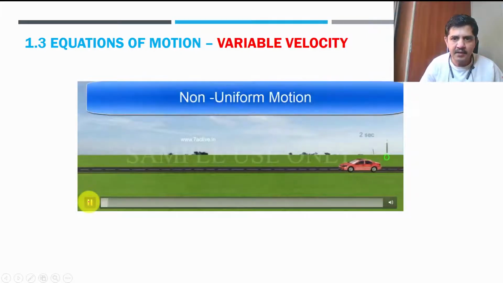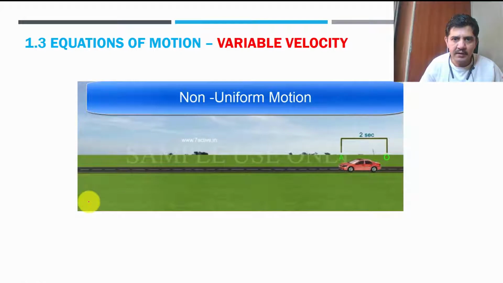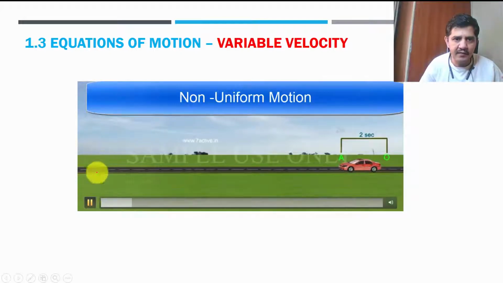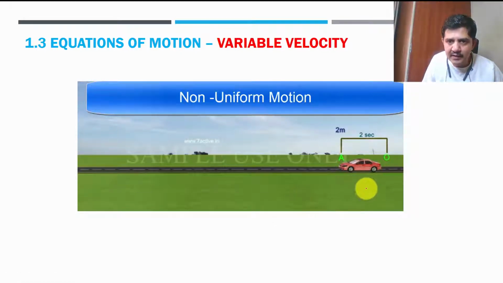The car started at O and reached point A, which is at a distance of 2 meters, right? From point O to A, the distance traveled is 2 meters and the time taken is 2 seconds. Let me write: in the region OA, the velocity was V1, which is 2 meters divided by 2 seconds, which is 1 meter per second.